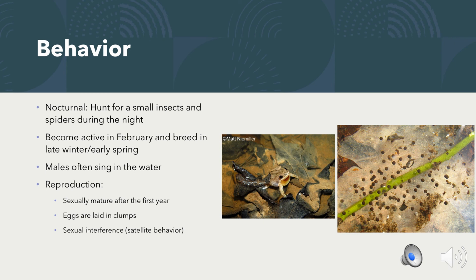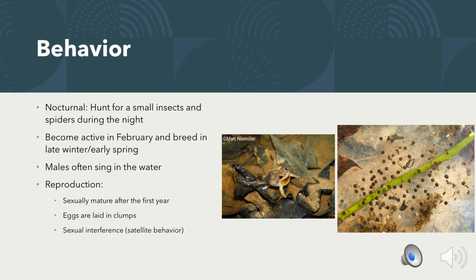And for their reproductive habits, the upland chorus frog is sexually mature after the first year, and their eggs are laid in large clumps of up to 1,000 eggs in ponds. Breeding usually occurs in temporary pools, low spots in crop fields, and in ditches, and you can see these clumps of eggs attached to vegetation in the water.